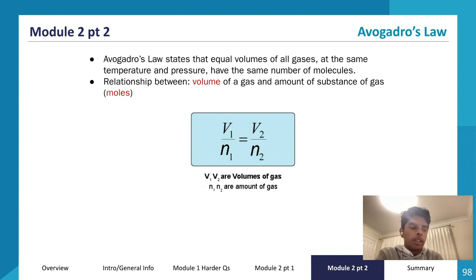So this is the relationship between the volume of a gas and the amount of substance of gas within that volume. So V1 over N1 is equal to V2 over N2. V1 and V2 are the volumes of gases, N1 and N2 are the amount of the particles of gases present, or the number of particles of gases present.